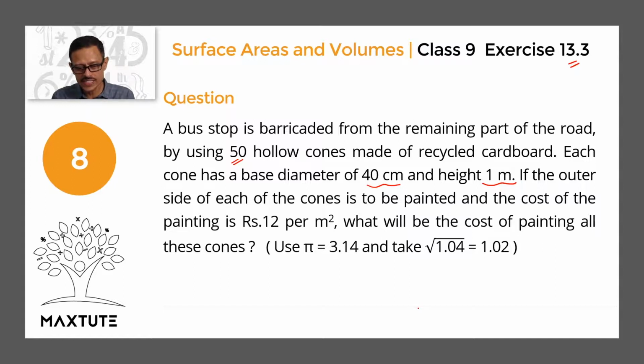If the outer side of each of the cones is to be painted, and the cost of painting is rupees 12 per meter square, what will be the cost of painting all of these cones? Use pi to be equal to 3.14 and take the value of square root of 1.04 to be equal to 1.02. Let's get started by jotting down the key data.